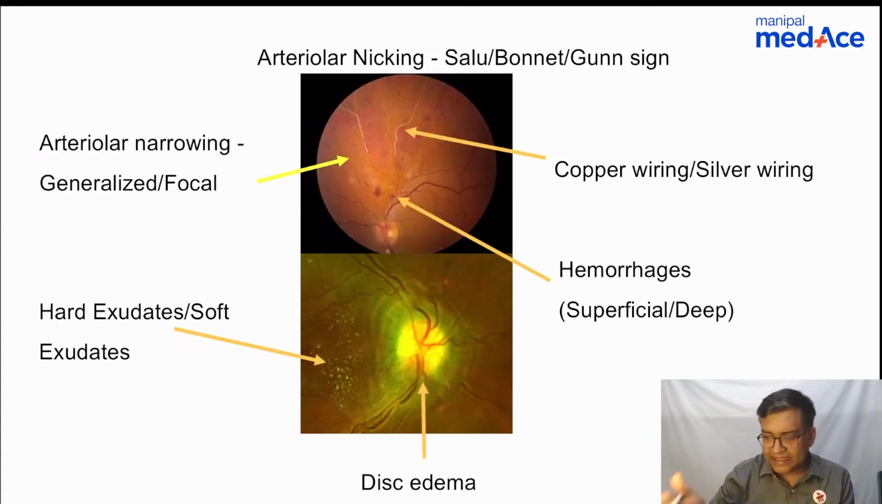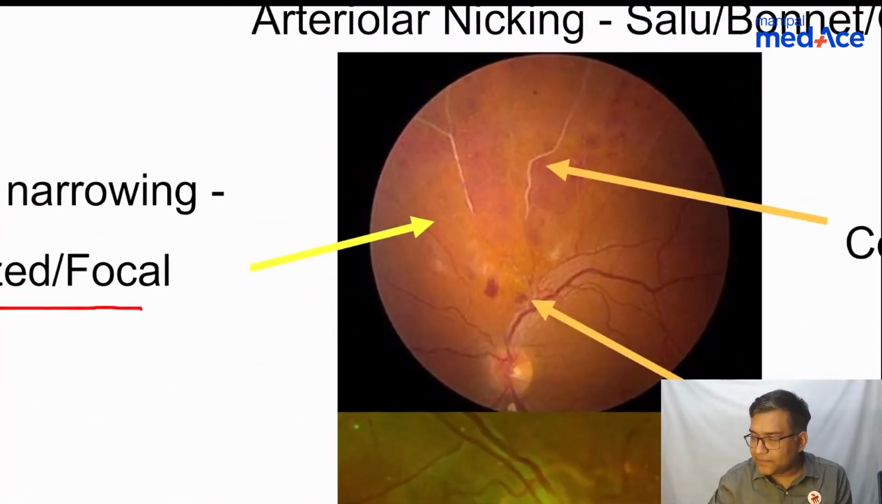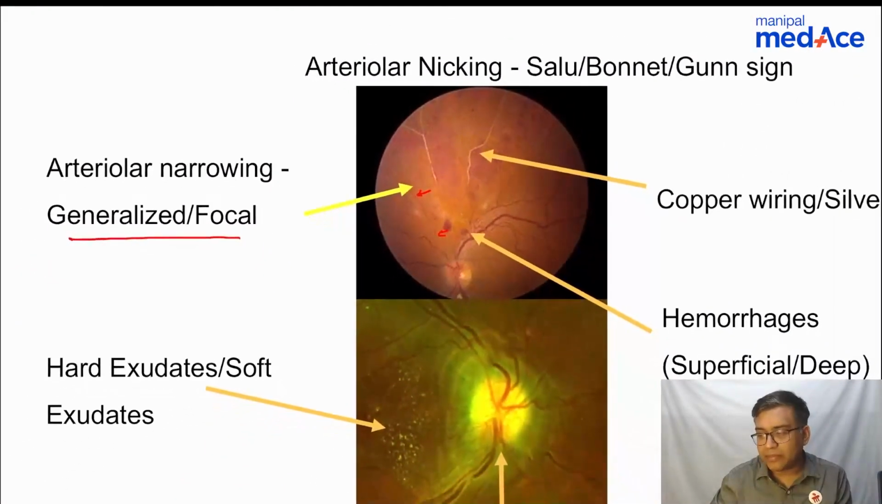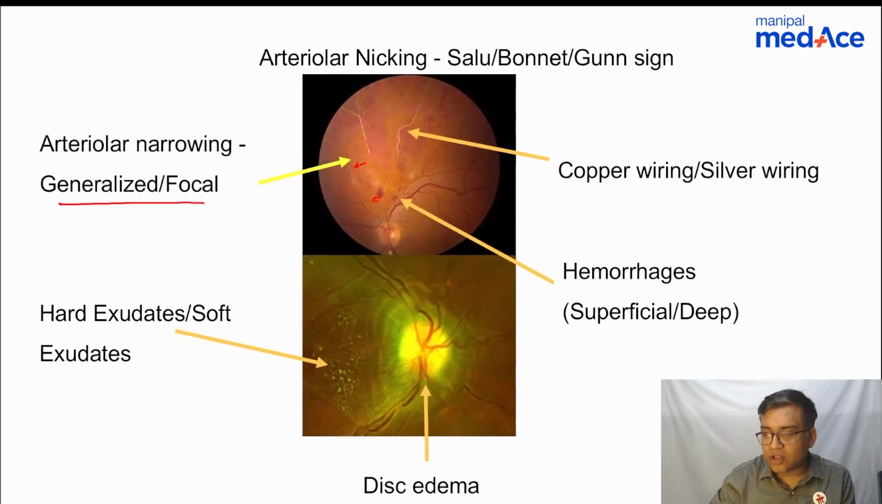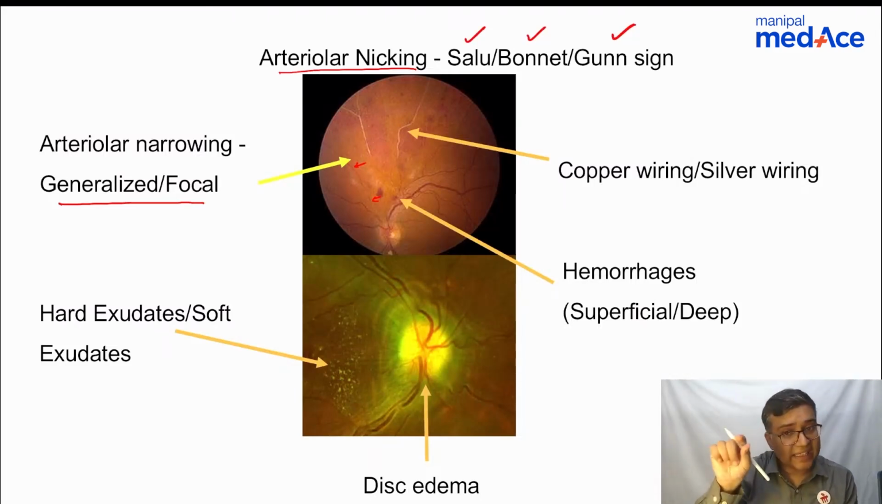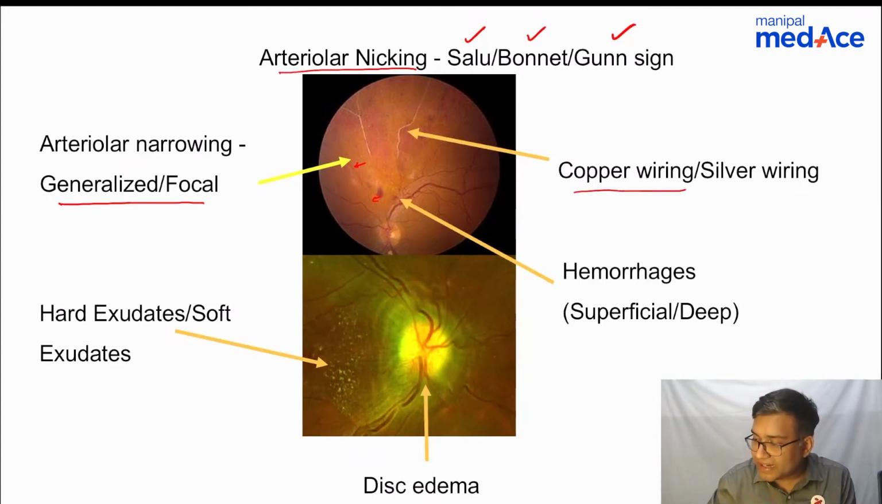So, the first thing they get is the generalized and focal narrowing of the blood vessels. As you can see here, there is a narrowing of the blood vessels. Okay, so it can be generalized or it can be focal, and this causes arteriolar nicking, which can basically lead to various signs that are called Salus sign, Bonnet sign, and Gunn sign. So Salus sign is basically where you can get a tapering of the blood vessels, and in Bonnet sign there is banking of the blood vessels, and then you can have copper wiring and silver wiring.